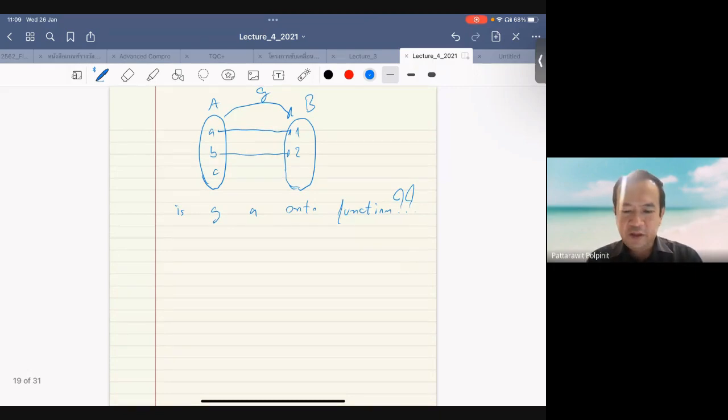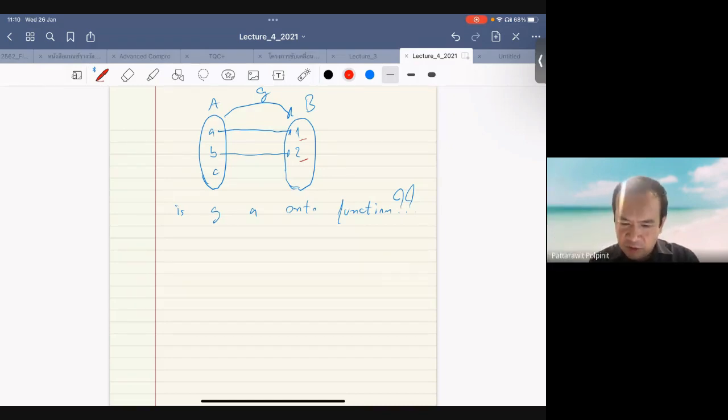Is G an onto function? Most of you probably answer yes, but this one is probably a tricky question. Is G an onto function? Well, let's look at it. The definition of an onto function is that every member of the codomain has to be used. Basically, used means there is a map or a link from one of the members in the domain to the members in the codomain, right?